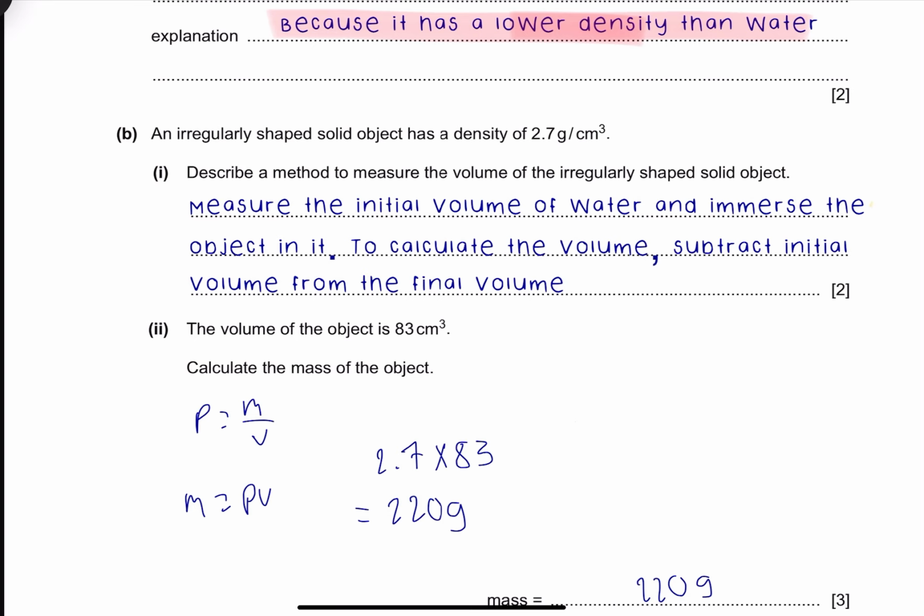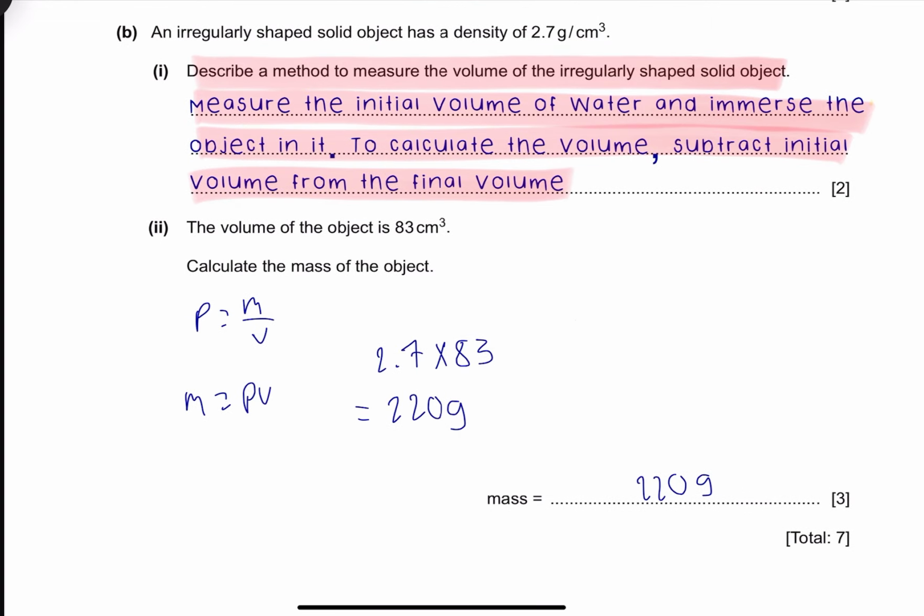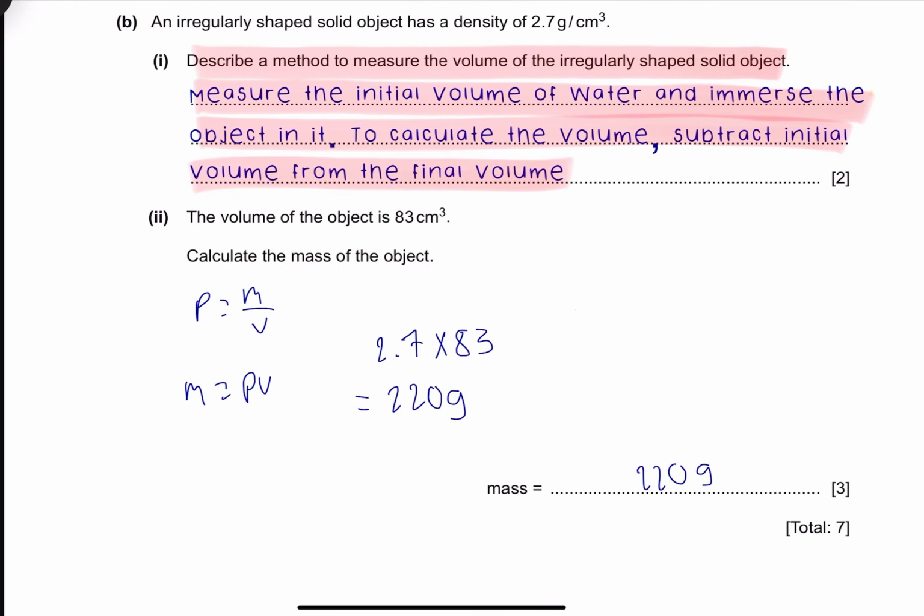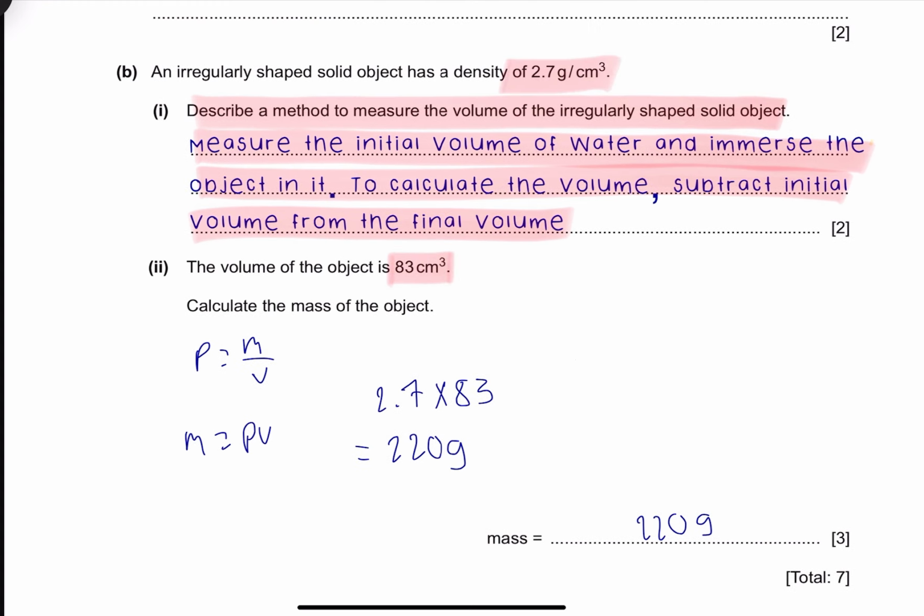In part B, we have to describe a method to measure the volume of an irregular shaped object. So the volume of an irregular shaped object is measured by the displacement method, which is explained below. In the second part, we have to find the mass of the object. We have the volume and the density was given before. So using the formula density equals mass divided by volume, we rearrange it to make mass the subject, and putting in the values we get the final answer, 220 grams.